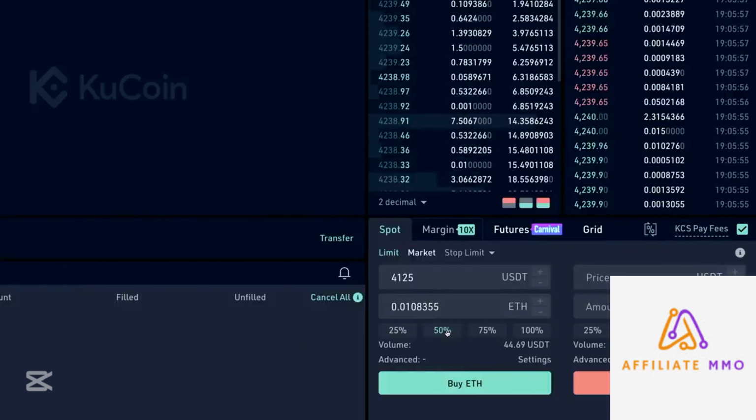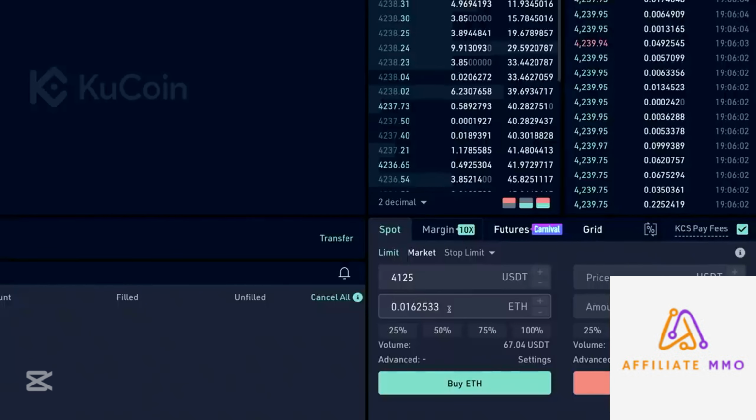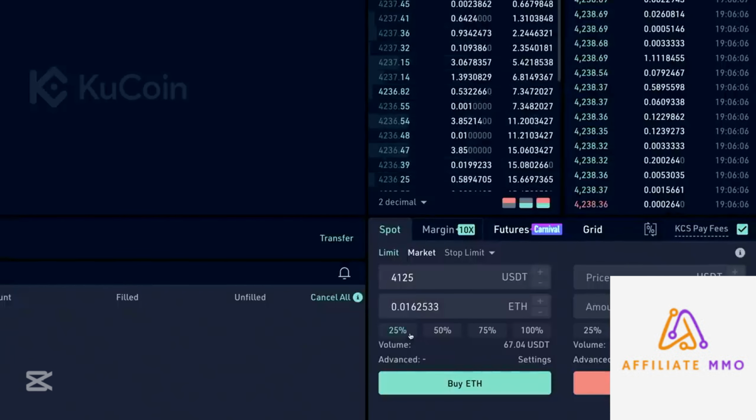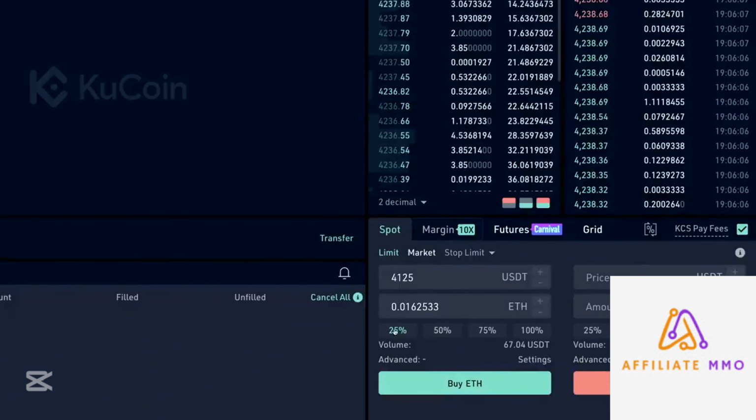So you don't have to kind of choose how much Ethereum you want to buy. You can just say, well, I've got some US dollar tether, so I want to spend kind of 50% of it. Or, you have to work it out yourself and say, well, I want to buy maybe 0.1 like this, and so that will work it out. You can see the volume down here, $41 that we're spending.